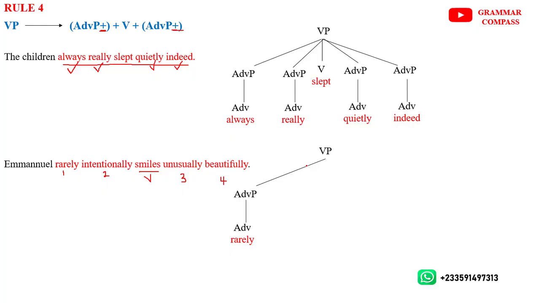Then the next adverb phrase will be intentionally. So this adverb phrase consists of an adverb, that is intentionally. So we are done with rarely and then intentionally. Now let us move on to represent our verb head, that is smiles. To represent smiles, we draw another branch and then write our verb smiles.